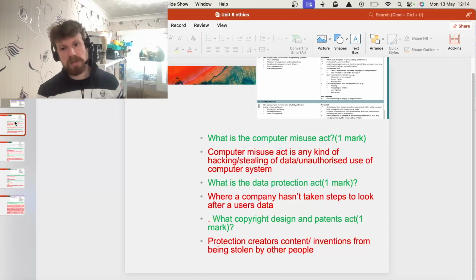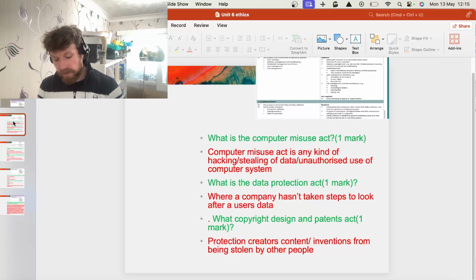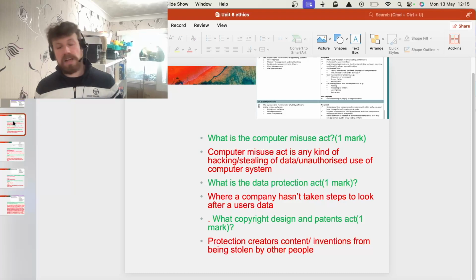So, flashcards on these. This is the legal flashcard that you're going to make. The Computer Misuse Act is anything to do with hacking, stealing data, or unauthorized use of a computer system. The Data Protection Act is about whether a company is taking adequate steps to look after the user's data, so your school will have to make sure that it is looking after its data appropriately. The Copyright, Designs and Patents Act helps protect creators from having their content or inventions stolen by other people and then sold, with someone pretending that it's their own.